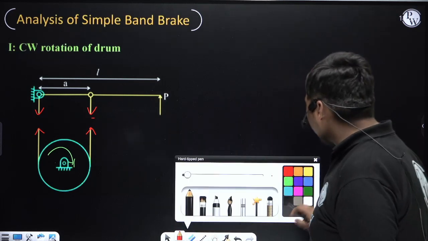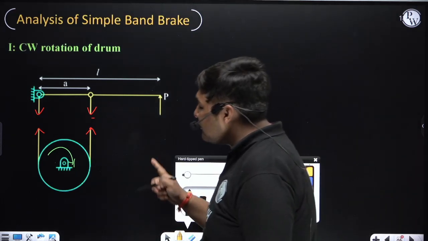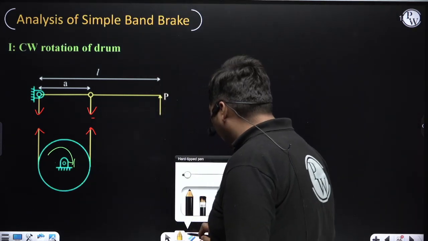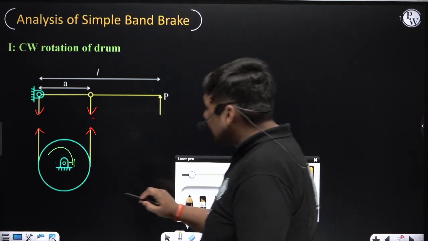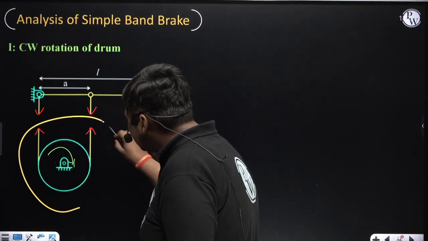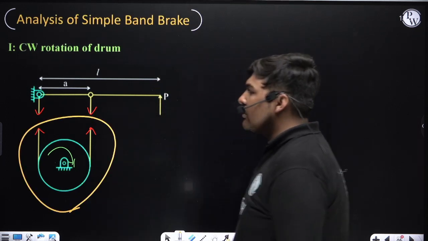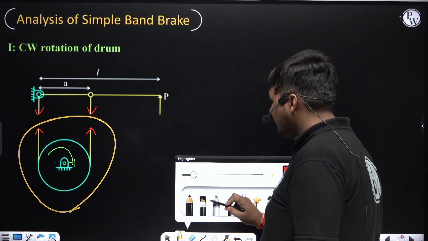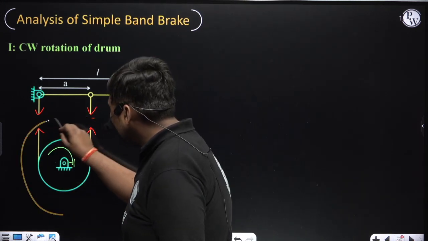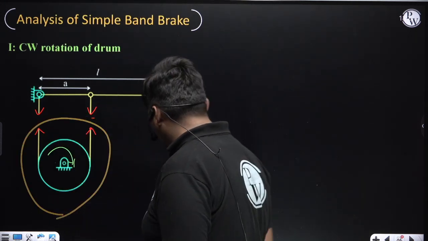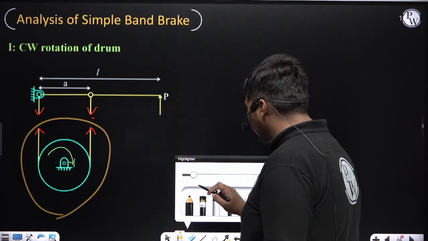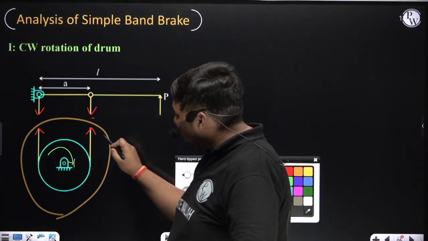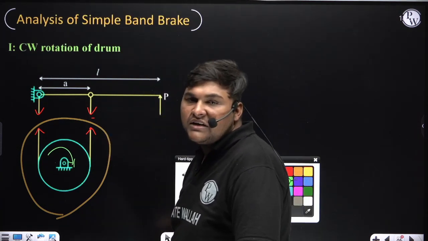Now to do the analysis of this brake, first we need to find which side is the tight side and which side is the slack side. To find that, we need to focus on this FBD, meaning the FBD of drum and band. I am highlighting this portion. Now which will be the tight side and slack side? Suppose first I am doing the analysis for this side, whether it is tight side or slack side.